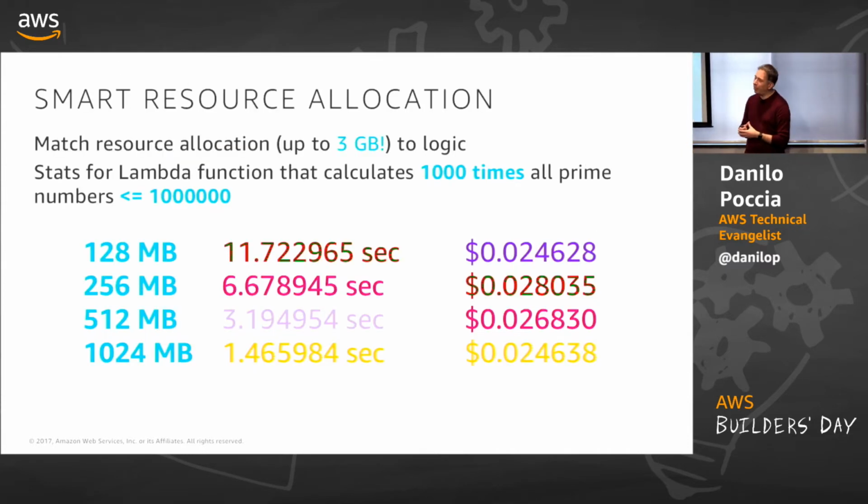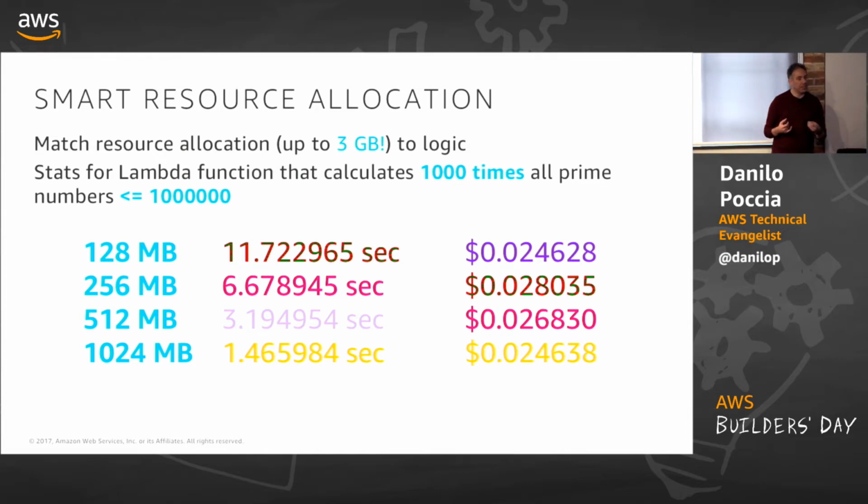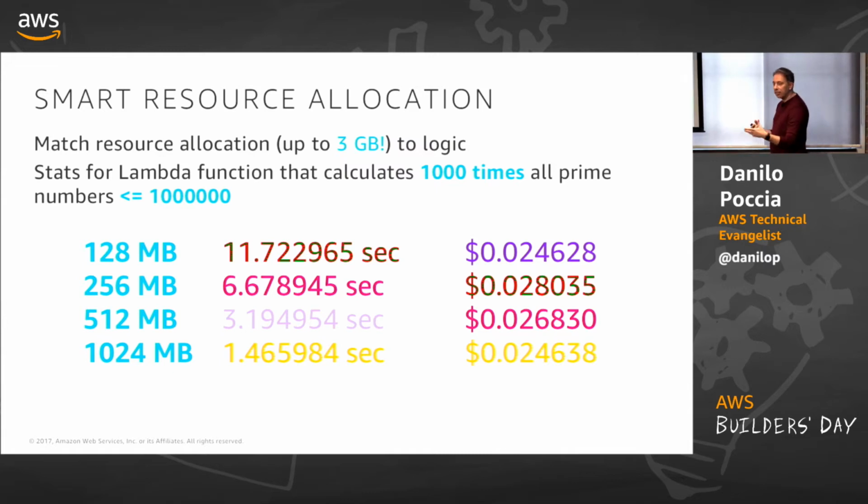And this is an example of how you can be smarter in choosing how much memory you want to give to your functions. Normally when you give more memory, you pay a little bit more. The cost is linear with the memory. But you also give more CPU power to your functions. That means that the functions will run faster.